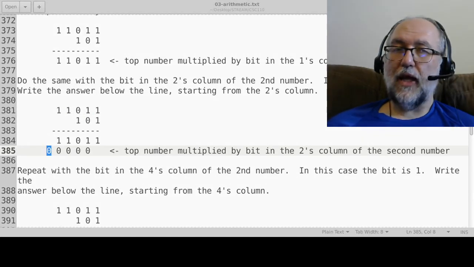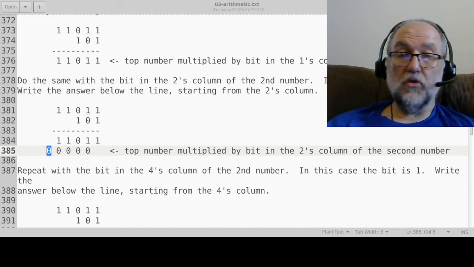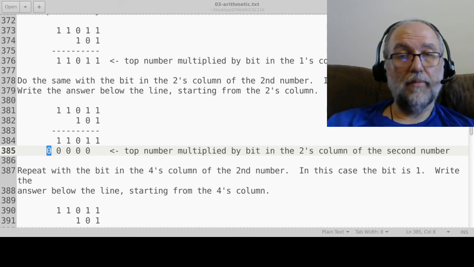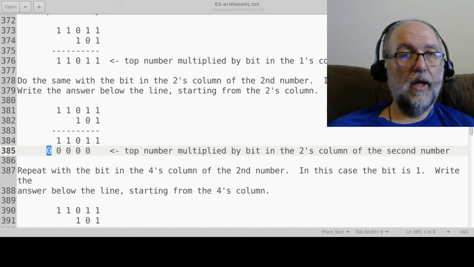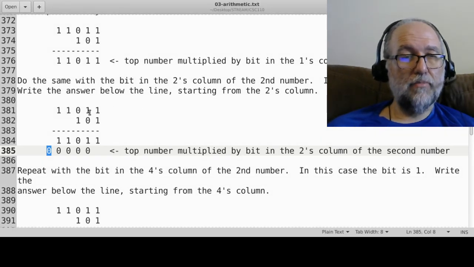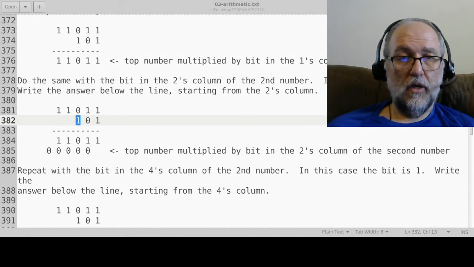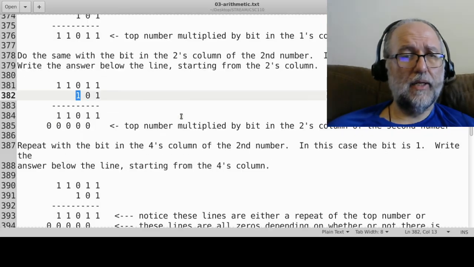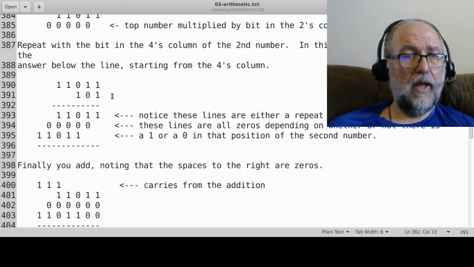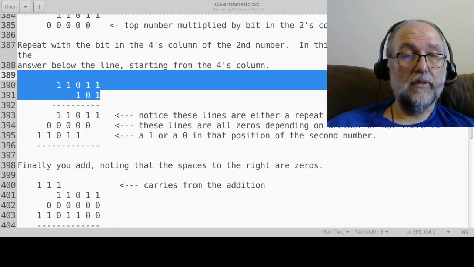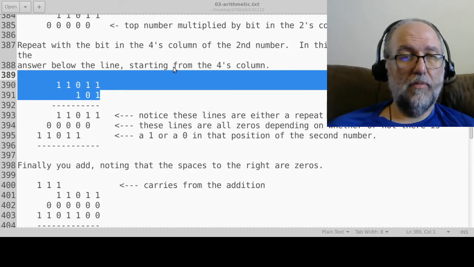Okay, and I think you see why this is easy, because there's only 2 possibilities. Either you're multiplying that top number by 1, or you're multiplying that top number by 0. And so when you go to do the multiplication by the third bit in the second number, what are you going to get? Well, you're just multiplying that number by 1, and so you just get the top number repeated. And there we go. Okay, there's the full multiplication. Now I still have to add below the line.